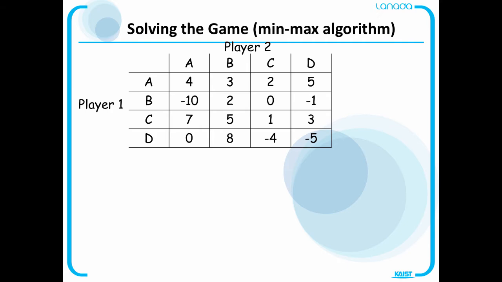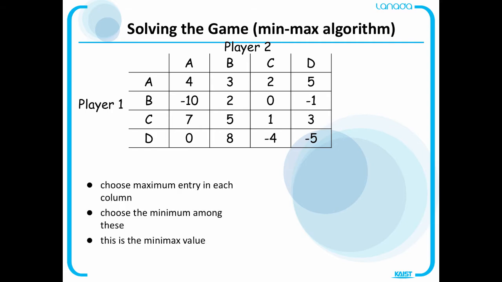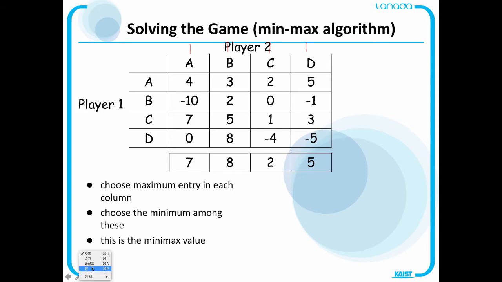So using those ideas of playing the saddle point, essentially what player 1 and player 2 are doing, from player 2's perspective, is that for each column they compute the maximum entry, which is in this case 7, in this case 8, in this case 2, and in this case 5.